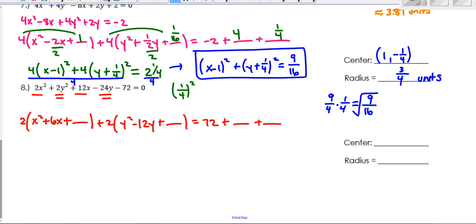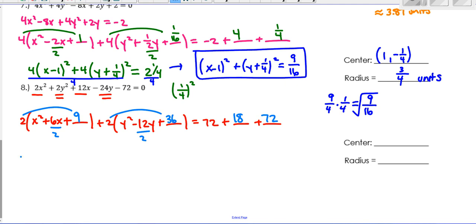Alright, you might want to try finishing this problem, and then you can unpause where necessary. So we take half of this and we have to square it. Half of 6 is 3, squared gives me 9. Half of -12 is -6, squared is 36. To balance, distribute the 2, I get 18. Distribute the 2 on the other side, I get 72.